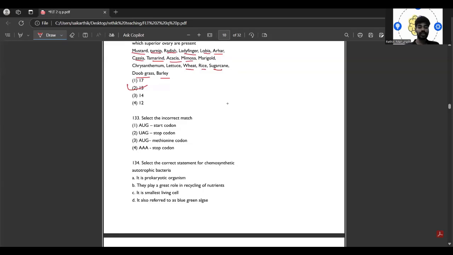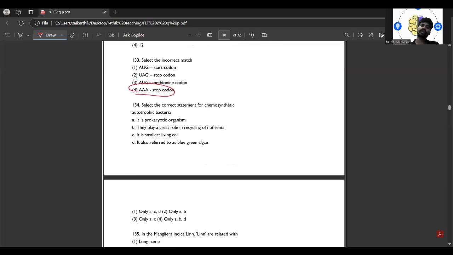Select the incorrect match, 133. So AUG is a start codon. Yes. Then UAG is a stop codon, that is right, and AUG is a methionine codon, which is also right. AAA is a stop codon? No, AAA is not a stop codon. It is the incorrect match.